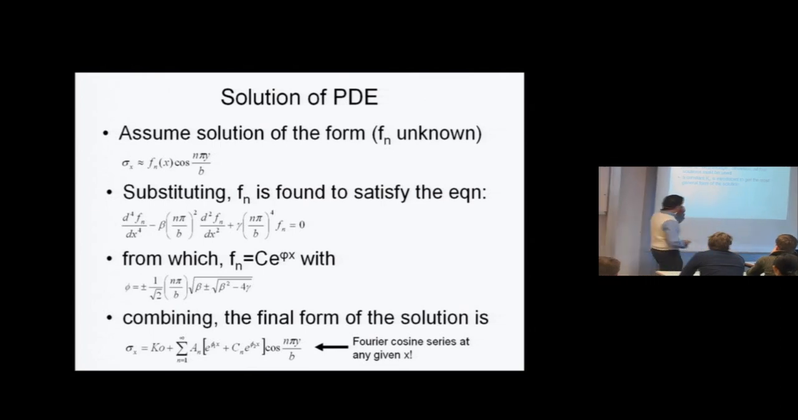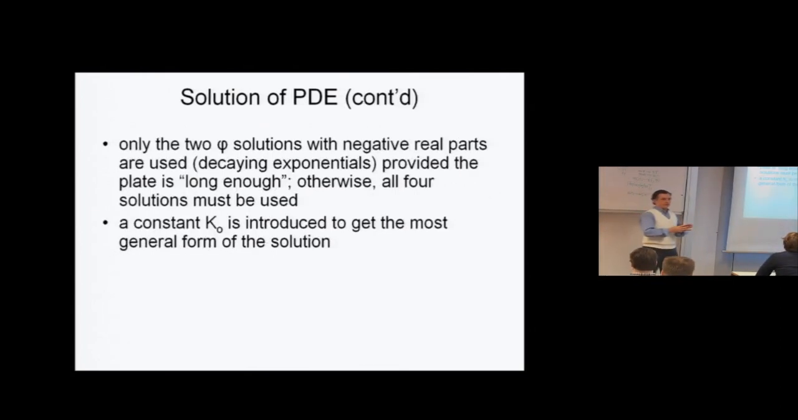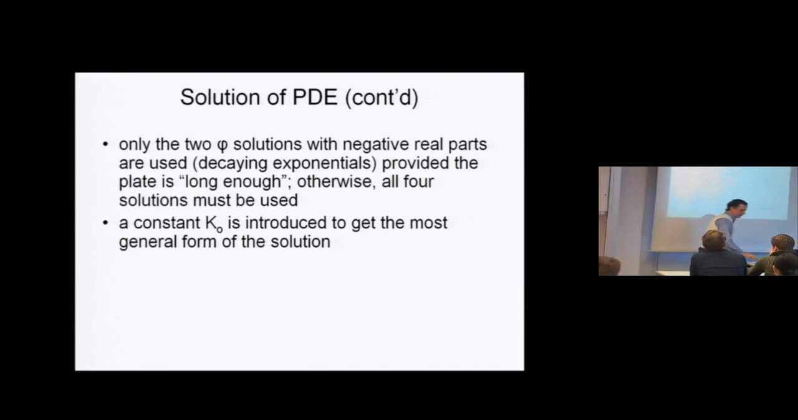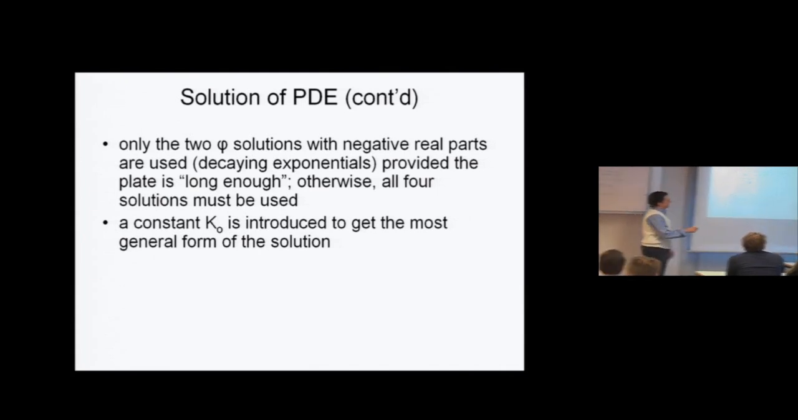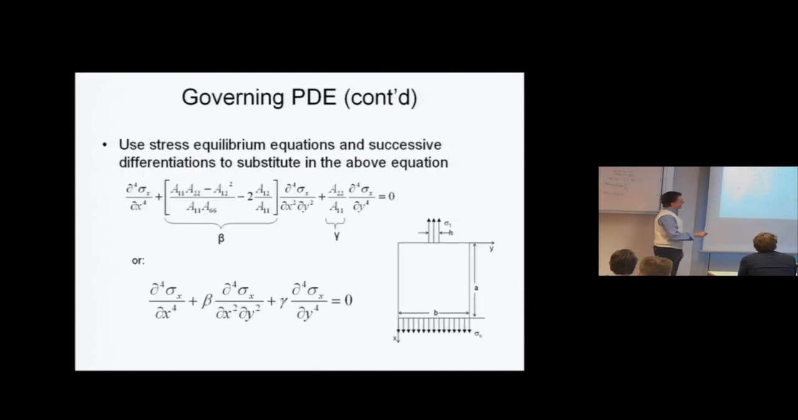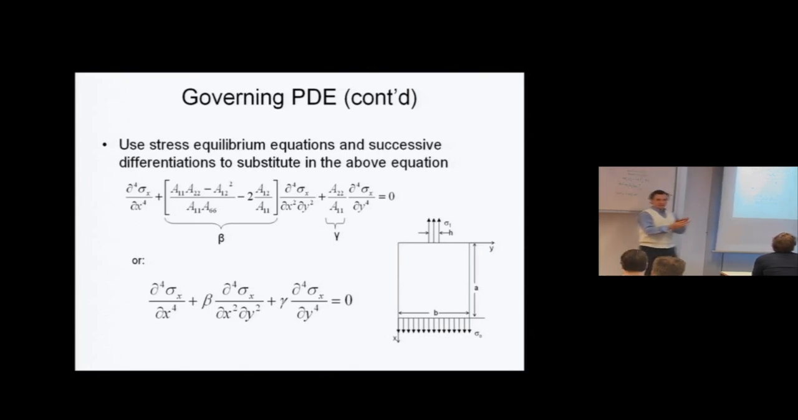Yeah, I'm making an assumption that the plate is long enough, and therefore, if it's too long, these positive values of phi with positive real parts would actually explode, and therefore are not part of the solution. There are no infinite stresses. And I'm using only the ones, therefore, that have negative real parts, which would be 2 of them in general. If my plate is short, what do I mean by short? If the distance between this edge and that edge, or the length a, is very short, then those exponentials with the positive real parts don't have enough time to become infinite, and therefore I would need to include them.